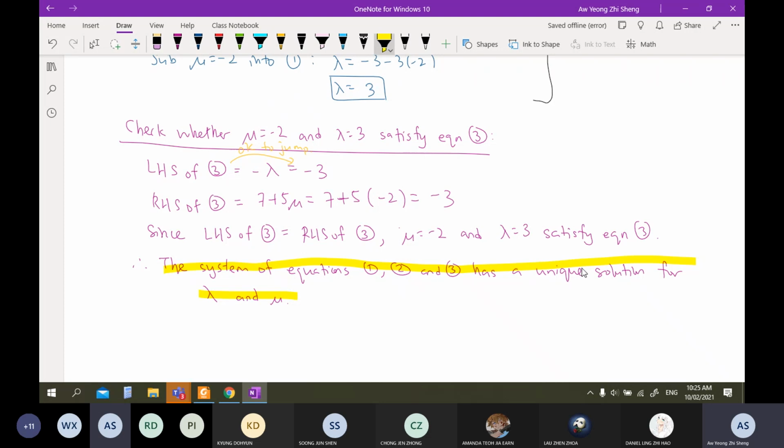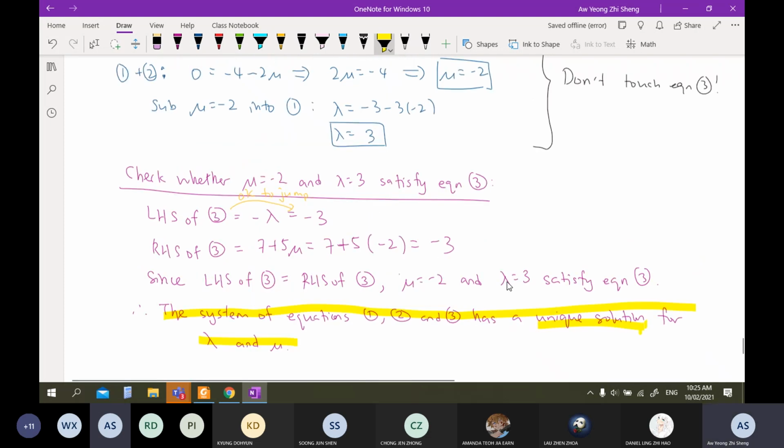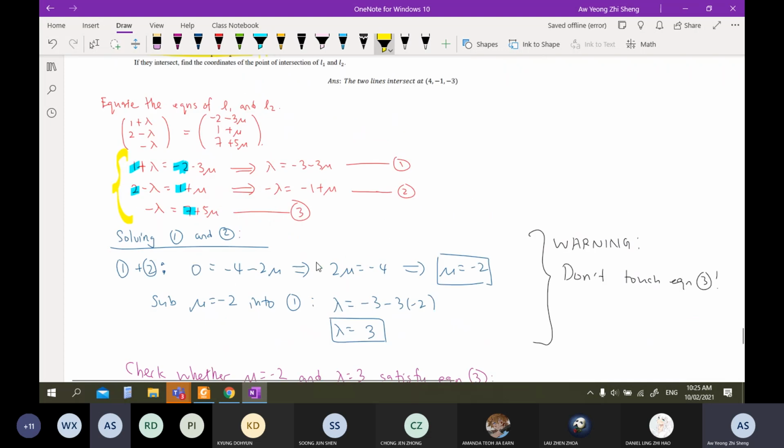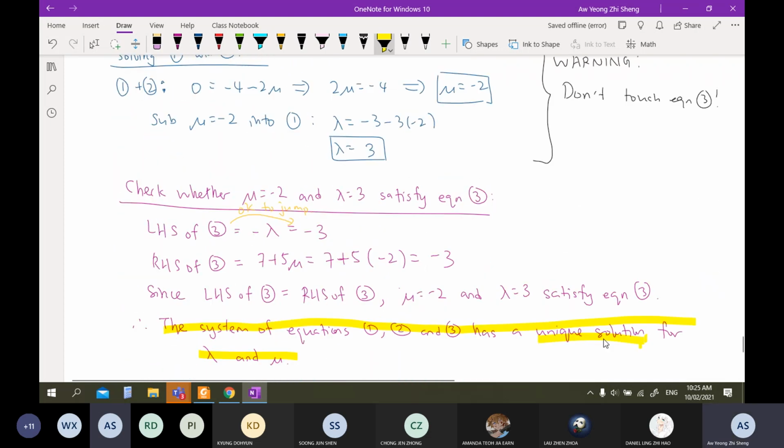Okay. Then, what I mean by a unique solution is that there is one specific pair of values, mu and lambda, that satisfies all three equations. Unique means one and only one. And so mu equals minus 2 and lambda equals 3 is the only pair of mu and lambda that satisfies all three equations.